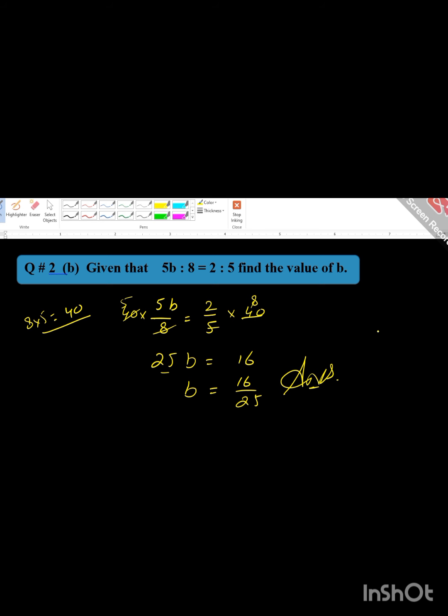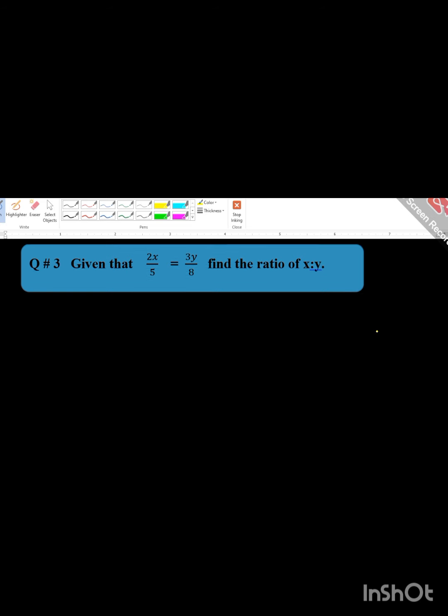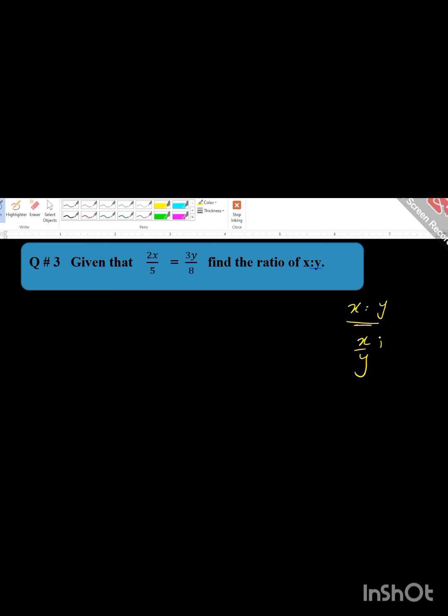Now next question, it's a little bit of a tricky question. We have to find the ratio x ratio y. So what do we have to do now? We did not find the value of any variable x or y. In the previous question we had to find the value of variables. Now we have to find the ratio x ratio y. If we write this in fraction form, what do we get? x over y. It means we have to change these values in such a way that x and y are on the same side, right? So 2x over 5 is equal to 3y over 8.